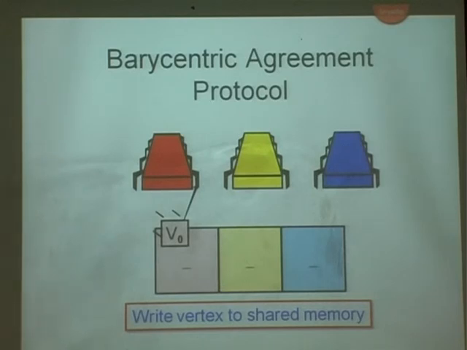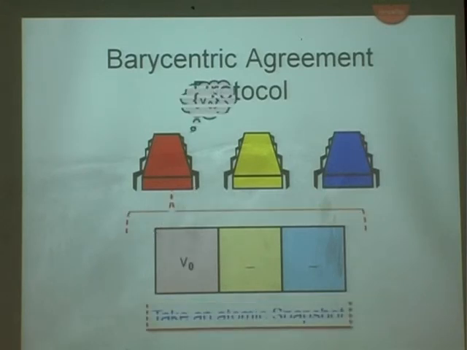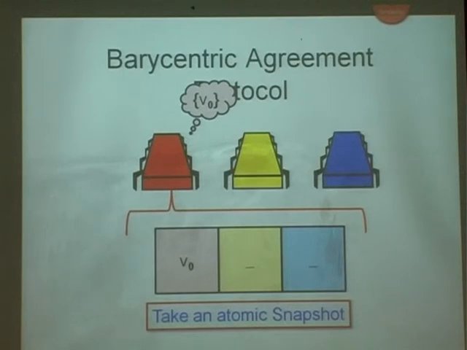So here, let's assume that each process has a location in shared memory. And you can write and snapshot. So each process starts out, it writes its vertex to the shared memory, and then it takes a snapshot. And in this particular execution, the red process sees only its own vertex.